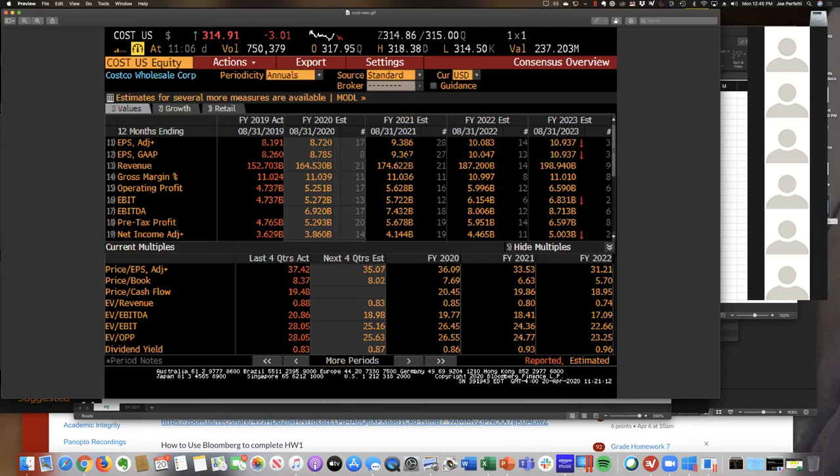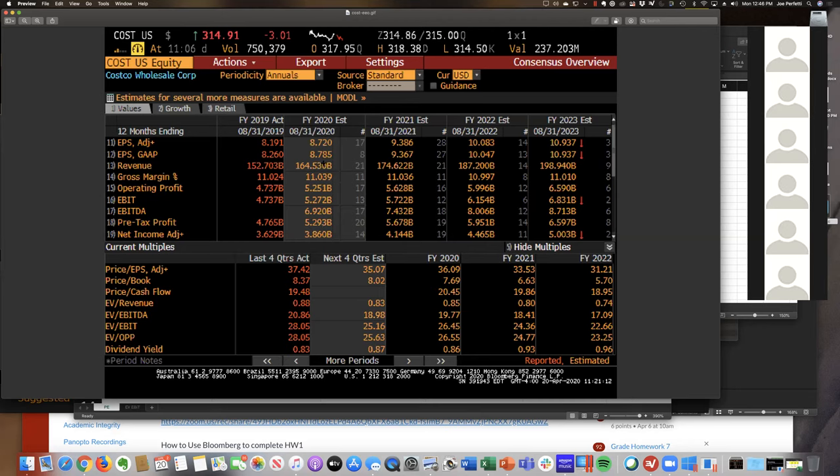Now, the convention is to use the second forward year when we do multiples analysis. Here's why. Because companies worth some of its future cash flows, I want to use an estimate of what the future cash flows are to help figure out what those long-term future cash flows are going to be. The future is more representative than historical data. So I don't want to use the historical data, I want to use the future data. And I use the second forward year because this year is dirty.